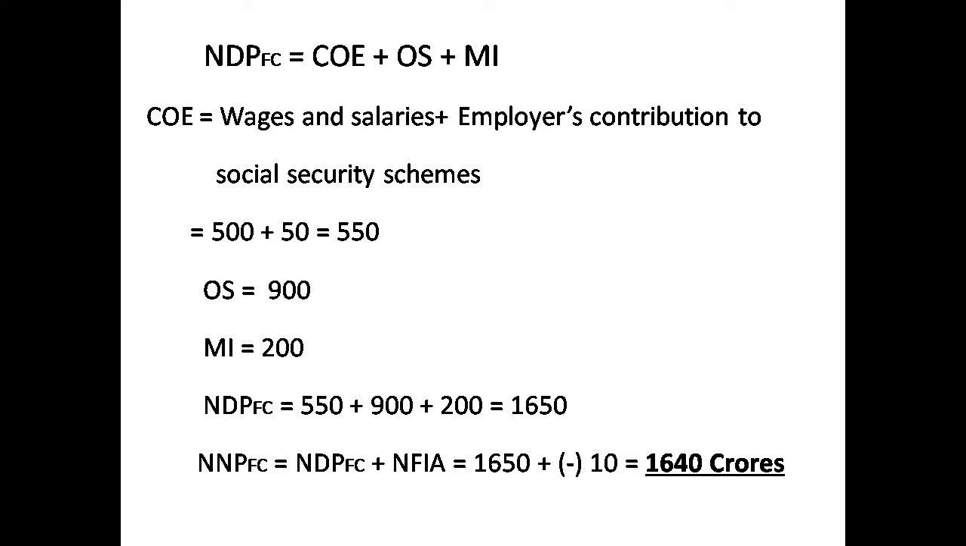So NDPFC is equal to COE plus OS plus MI. COE 550 plus OS 900 plus MI 200. So 550 plus 900 plus 200, we get 1650. So NDPFC is 1650. From NDPFC we can derive NNPFC. How? By adding NFIA. So NNPFC is equal to NDPFC plus NFIA. 1650 plus minus 10, 1640 crores. So 1640 crores is actually national income, NNPFC.